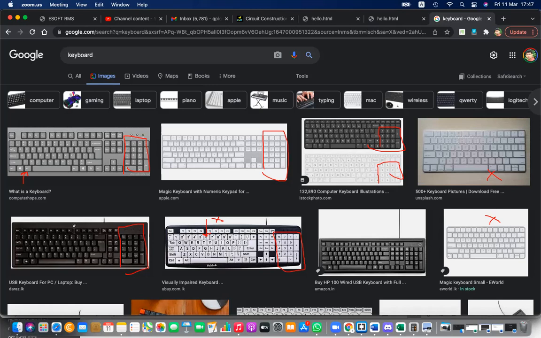Alt 65, release the Alt key, and you will get character A. That's it, right? You'll get character A. Press the Alt key and hold. This is ASCII, right? Alt key 65, then release the Alt key.